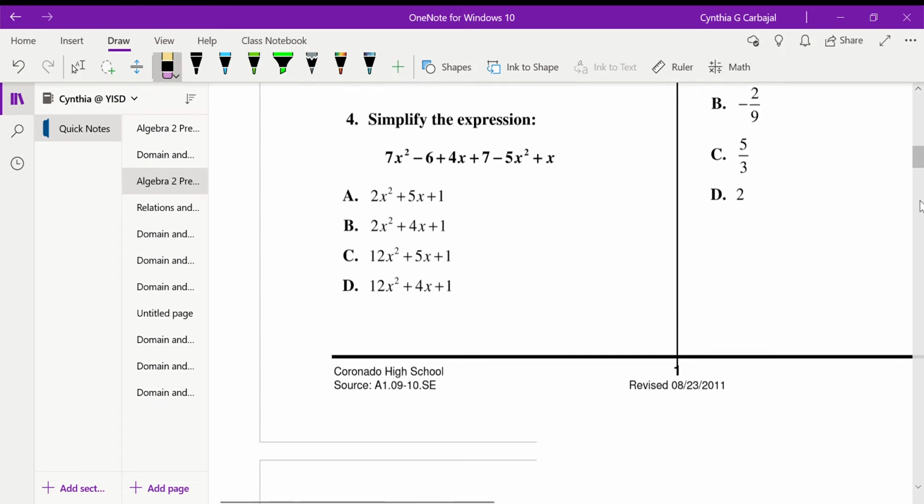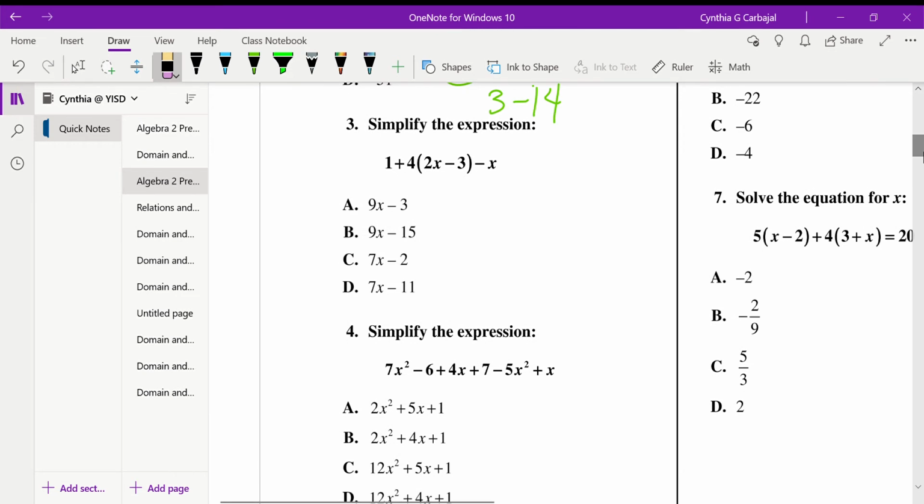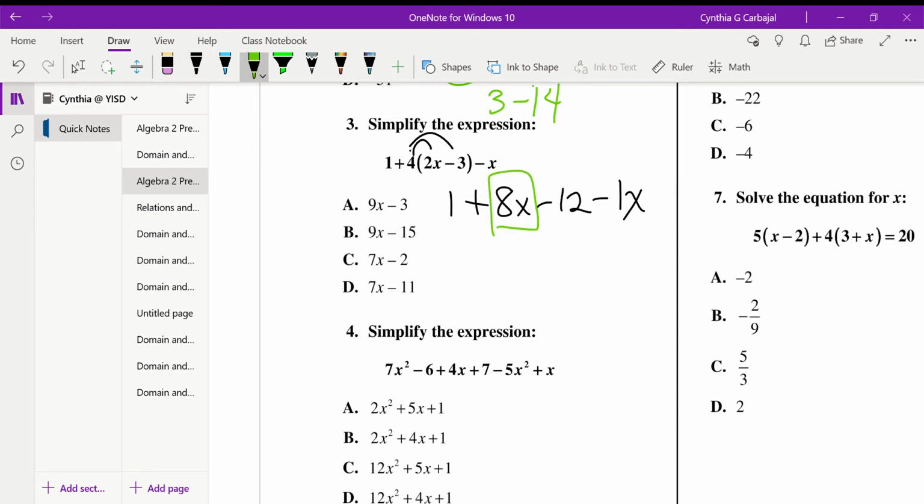Number 3 asks us to simplify, so we're going to multiply that 4 to the 2, so it's going to be 8x. You can bring down that 1 in the front, nothing's happening to it yet, minus 12, because 4 times negative 3 is negative 12. And then bring down that 1x, and if there's nothing in front, that's a 1. Then we just combine like terms: 8x and 1x, negative 1x, those are like terms, and that'll give me a negative 7x. And then we have 1 minus 12, which is negative 11.